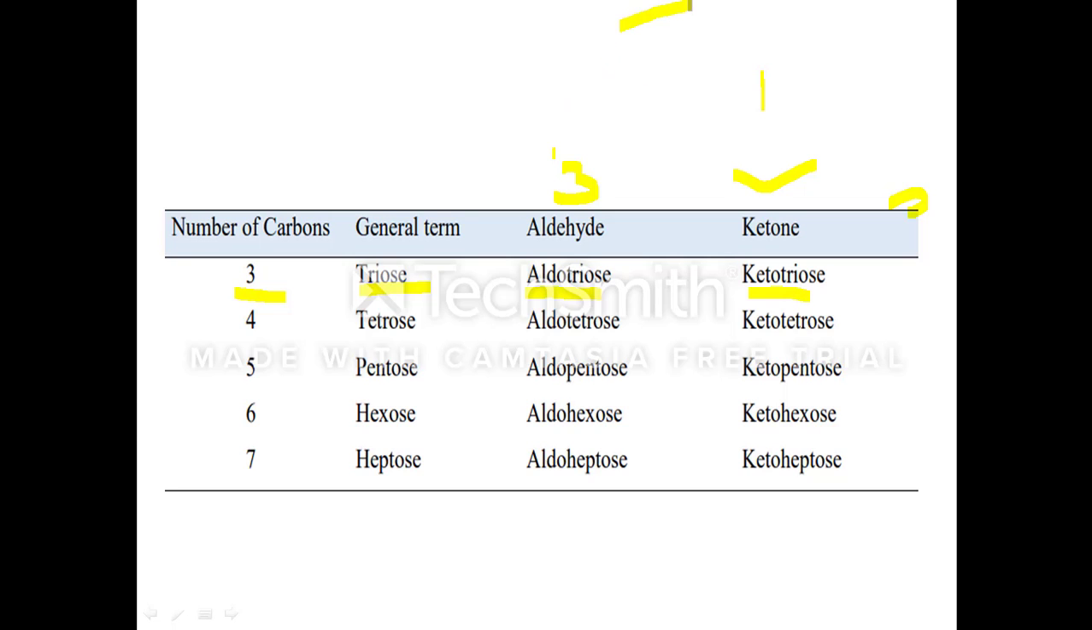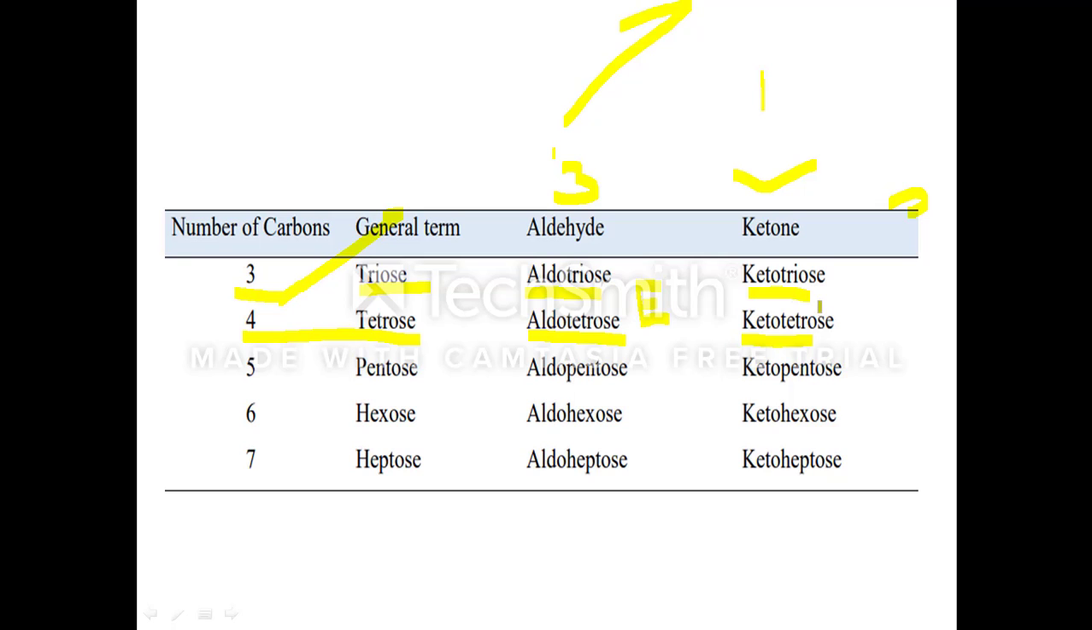Next we'll see the 4 carbon monosaccharides, which are termed tetroses. If they have the aldehyde group, they are called aldotetrose. If they have the ketone group, they are called ketotetrose. The example is erythrose, which has the aldehyde as the functional group and 4 carbon atoms in its skeleton. Similarly, if the 4 carbon sugar has the ketone group, it is called erythrulose.